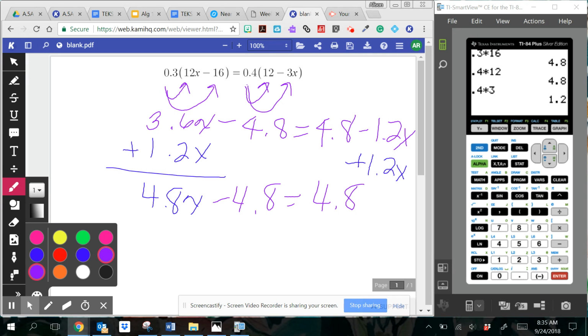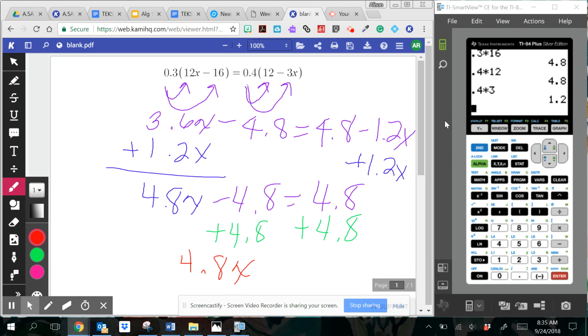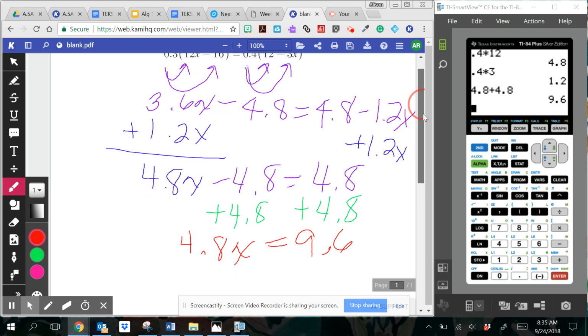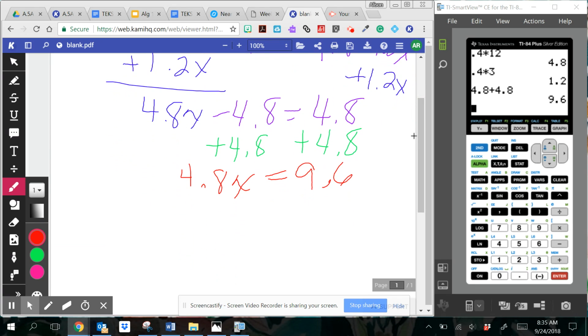Y'all, we've got a lot of 4.8s here. I don't know if that should make us nervous or if we're okay. Now I'm going to do the inverse here, plus 4.8 and plus 4.8. What that's going to leave me with here is 4.8x. And then, what is that? 4.8 plus 4.8, probably 9.6, but let me just double check. Even math teachers need to sometimes check their work. It equals a positive 9.6.